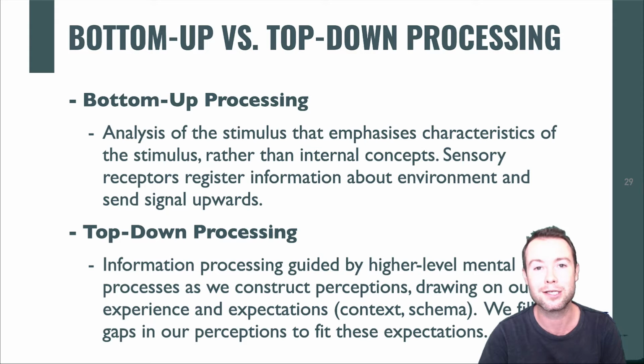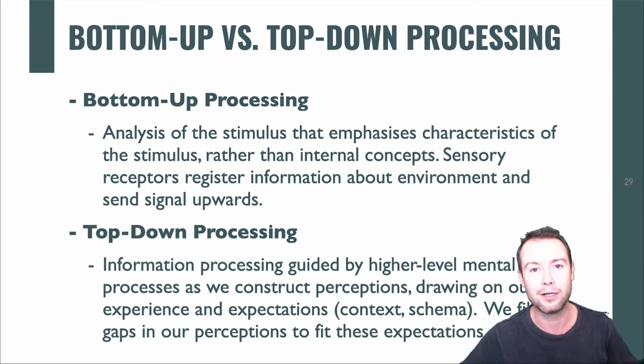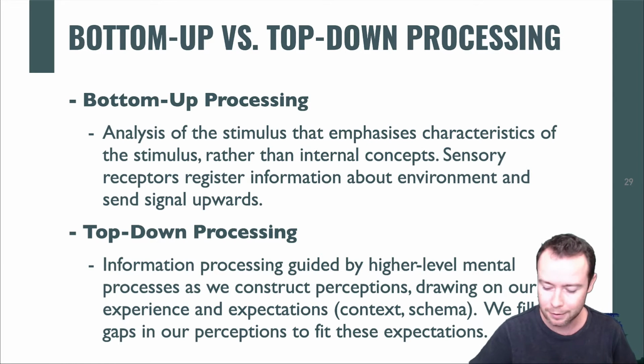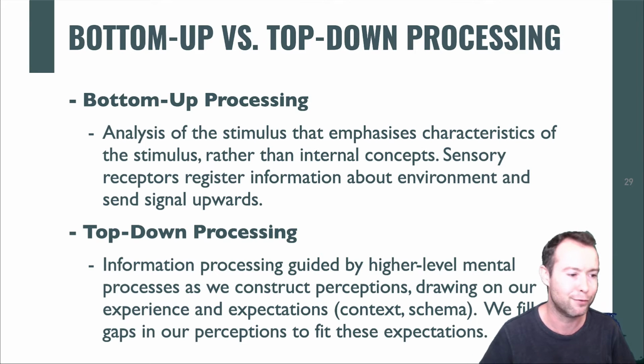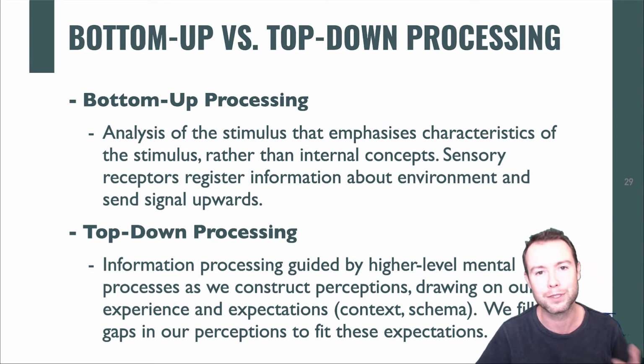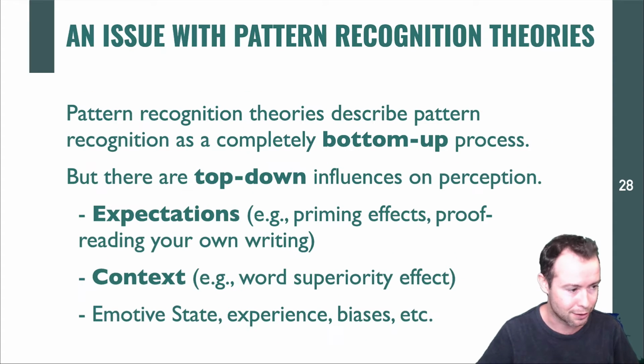So in other words, we're processing stuff based on just the raw sensory input, so no contribution of our expectations or knowledge. Whereas top-down processing is information processing that's guided by higher level mental processes as we construct perceptions, drawing on our experience and expectations, so the context that we're in, particular schema, expectations that we have, and we're filling gaps in our perception to fit these expectations.